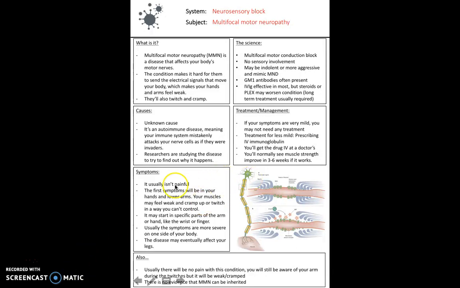In terms of the symptoms, it usually isn't painful for the patient. It just causes a significant weakness without that loss of sensation, as we said. The first symptoms tend to be in the hands and lower arms and can work its way around your body in terms of affecting different muscles. Usually the symptoms are more severe on one side of your body than the other, and eventually it may progress down into your legs also.